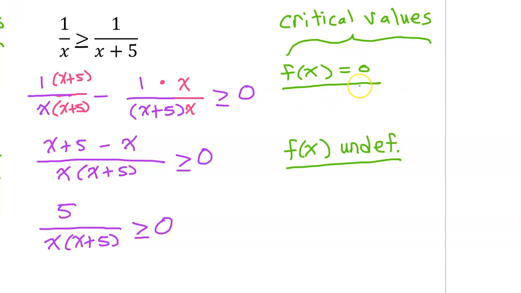Let's find the critical values. These are the values that will cause f of x to equal 0 or to be undefined. A fraction will equal 0 when the numerator is equal to 0, but 5 cannot equal 0, so there are no values that will cause f of x to equal 0. A fraction will be undefined when the denominator is equal to 0. This will happen when x is equal to 0 because of the first factor, or when x is equal to negative 5, which is what we get when we set x plus 5 equal to 0.